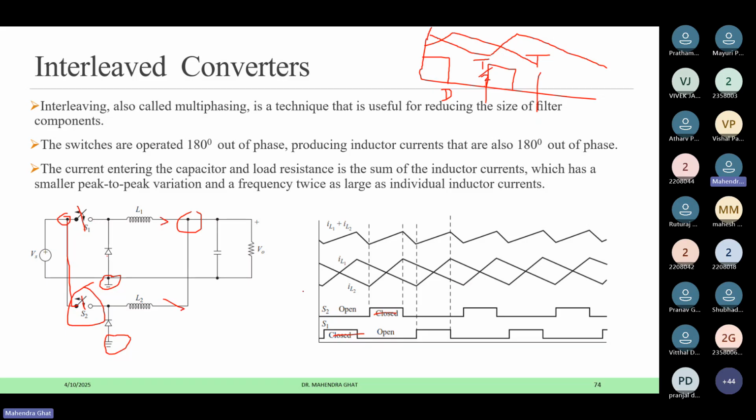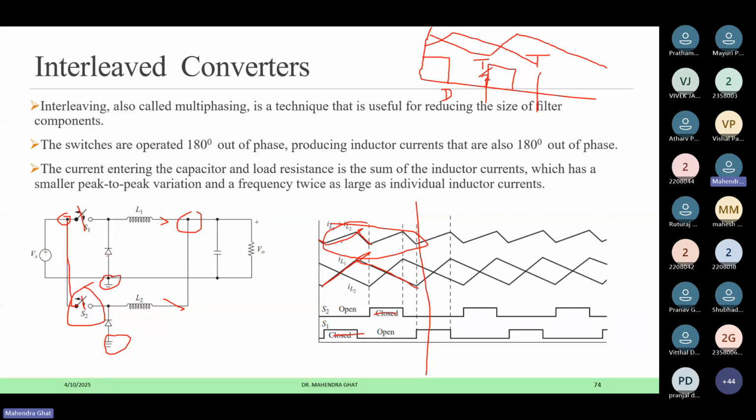So if we add both of these, what is happening? You can see this is the lower one, and this is rising here. If you see one cycle of any switch, this was the rising period and this was the falling period. So this was the total period for one switch. But now in this one total period, you are getting two periods. So the frequency has increased here.